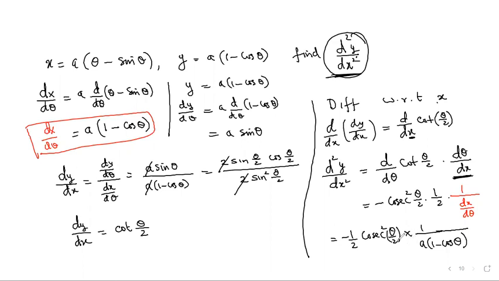The problem is not solved yet because you need the answer in a more simplified form. So 1 minus cos theta also you can make into a half angle. So minus 1 by 2a cosec square theta by 2 divided by 2 sine square theta by 2. So 2 into 2, 4. So cosec raised to 4 theta by 2 divided by 4a. That would be my final answer, so that you are making everything in the same angle.